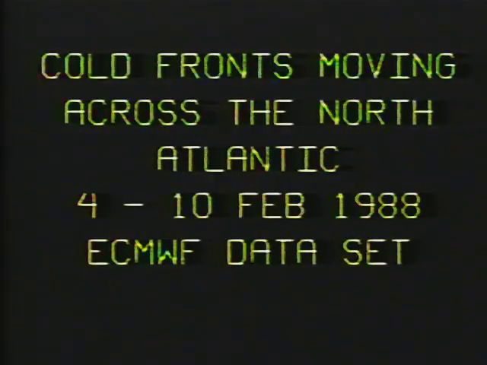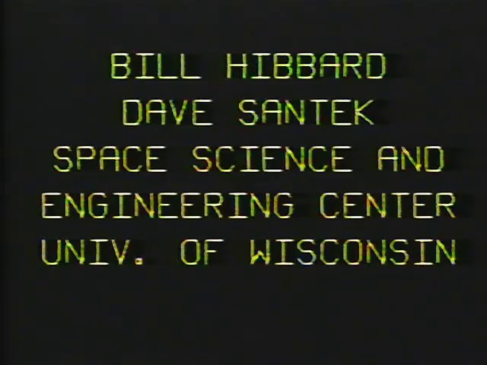This is an interactive exploration of cold fronts moving across the North Atlantic using the Viz5D software written at the University of Wisconsin and running on the Stardent ST2000. The region of interest here is the North Atlantic and Europe, and North Africa and Eastern Canada, and we can see Greenland up there in the north. We have a three-dimensional box that we can rotate around, and we've turned on a constant moisture surface and low-level pressure isobars. We're going to make the surface a bit transparent to be able to see the isobars beneath it.